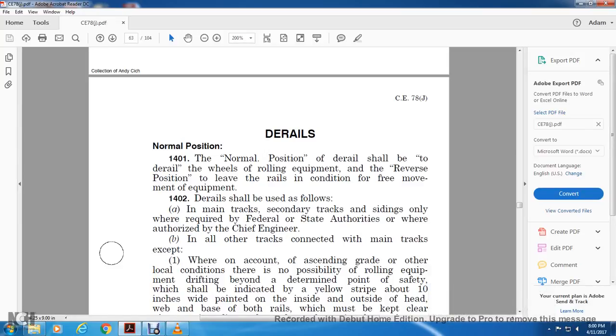Alright, derails. The normal position for the derail should be to derail the wheels of rolling equipment, and in the reverse position to leave the rails in condition for the free movement of the equipment. Derails should be used as follows.